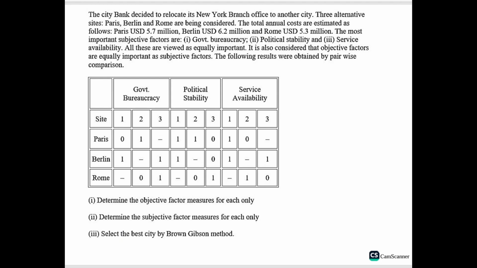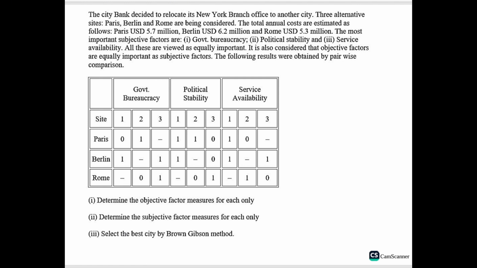The best location for setting up a factory or organization can be solved using the Brown-Gibson method. There are several methods out there, but the Brown-Gibson method is quite common. Now look at the question. Citibank decided to relocate its New York branch office to another city. Now we have three alternative cities: Paris, Berlin, and Rome.